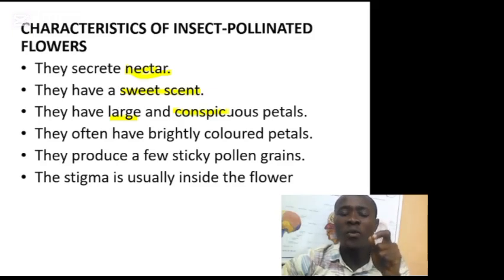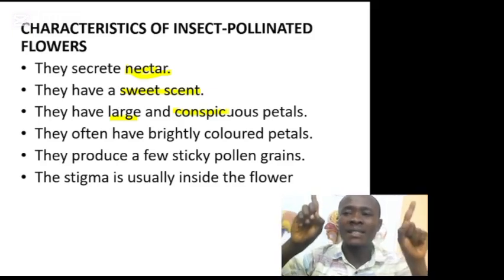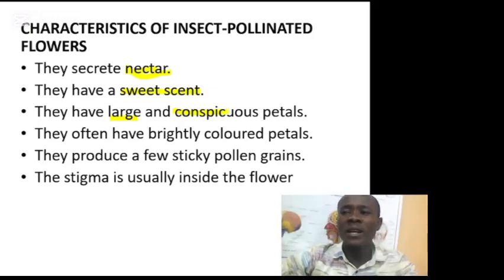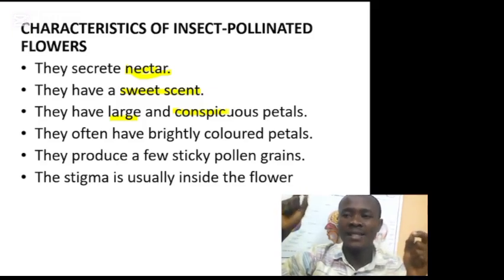But in the wind pollinated flower, the stigma is outside, hanging for any pollen grain that is passing in the air so that they can collect it. It is not inside, it is what? Outside. So any pollen grain passing, they may be able to collect it. If it is inside, it will be difficult for them to collect the pollen grain. That's why in the wind pollinated flower, the stigma is usually outside hanging to collect any pollen grain passing by it.